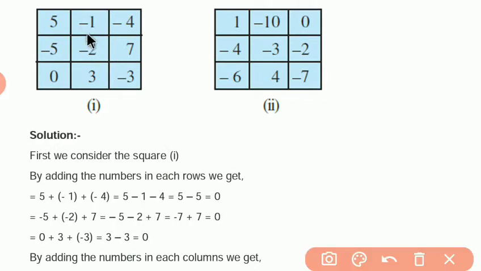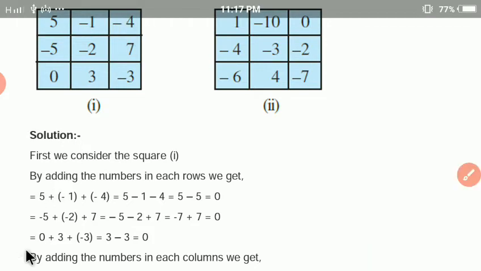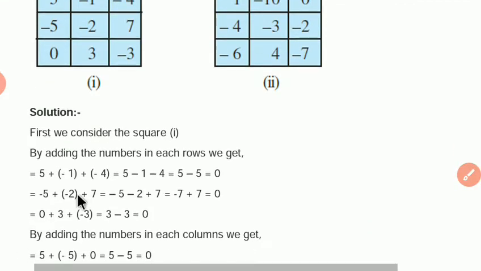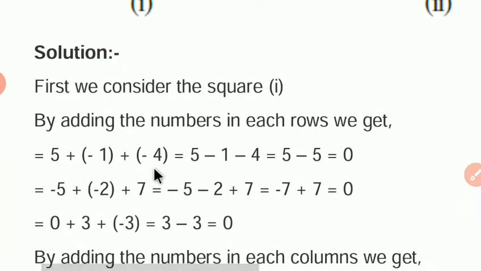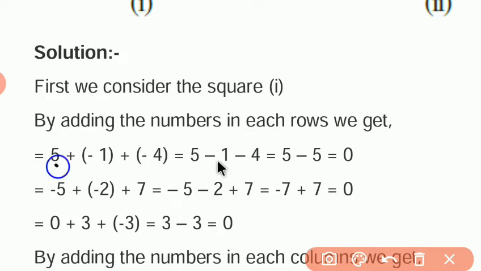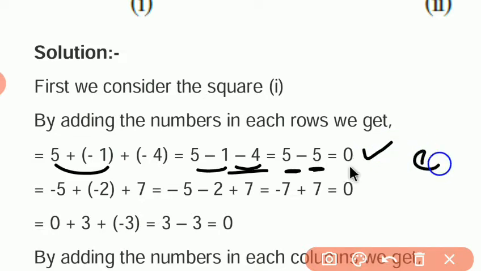Here first we will add the numbers of rows. So first we will take the first row. First row is 5, minus 1, minus 4. So 5 plus bracket of minus 1 plus minus 4. First step is to open the bracket. So 5 plus into minus, minus 1 plus into minus, minus 4. Again now we'll solve pairwise. So 5 minus 1 minus 4, minus minus plus, so 1 plus 4, 5. So 5 minus 5 is equal to 0.